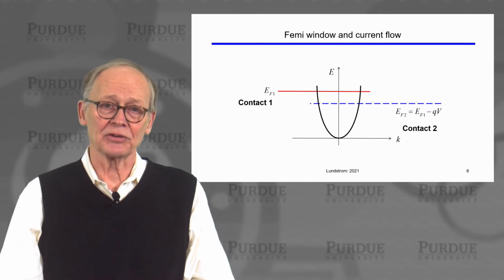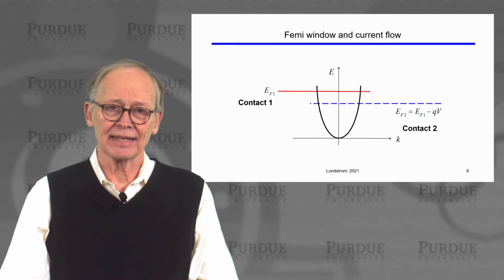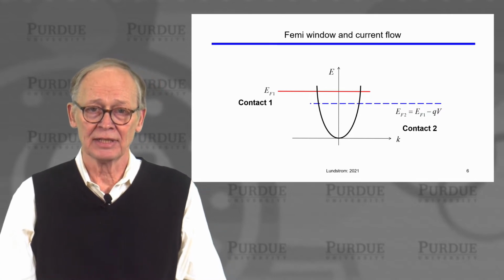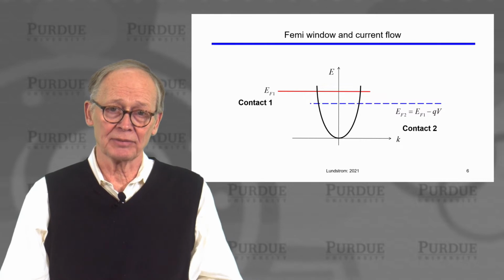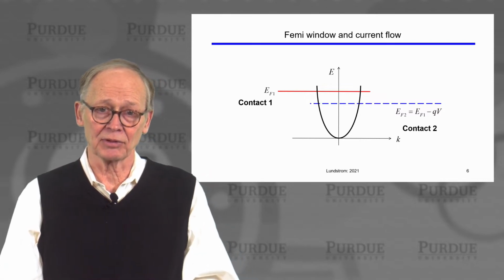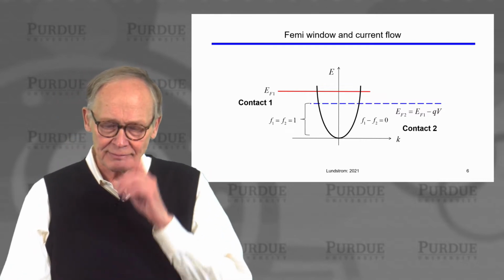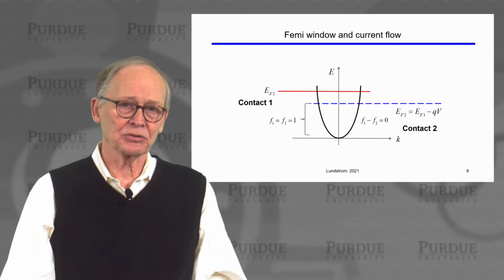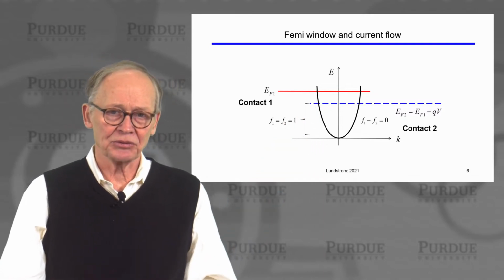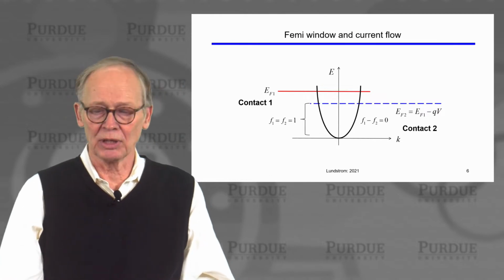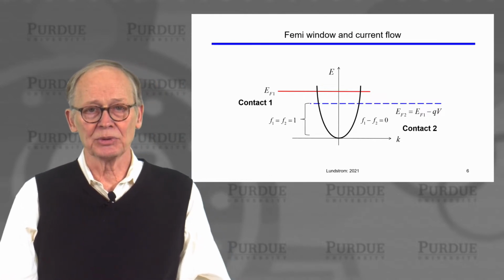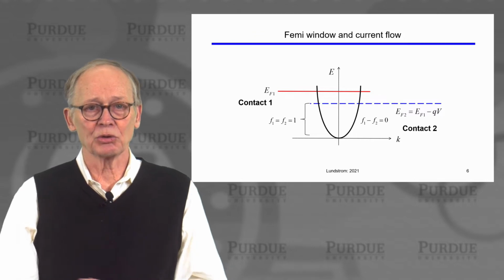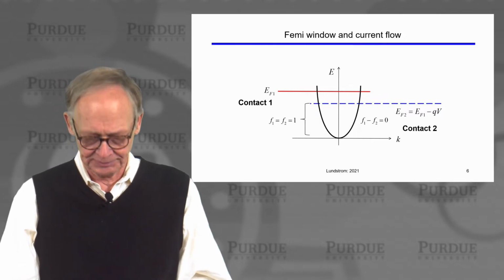Now, it's easiest for us to understand what's going on under T equals 0 conditions, because then all states below the Fermi level are filled, all states above the Fermi level are empty. So if I look below Fermi level 2, it's also below Fermi level 1. Both states are filled with probability 1. F1 minus F2 is 0. No current flows in any of those states.